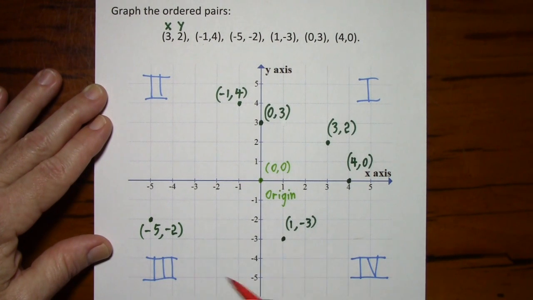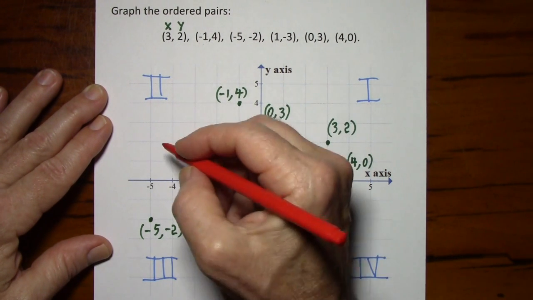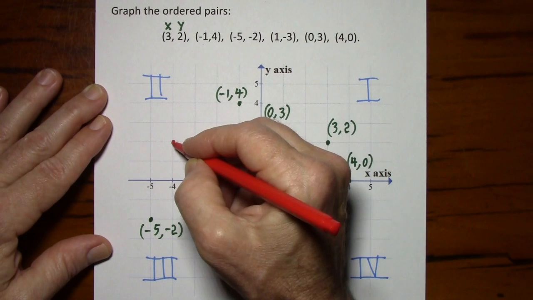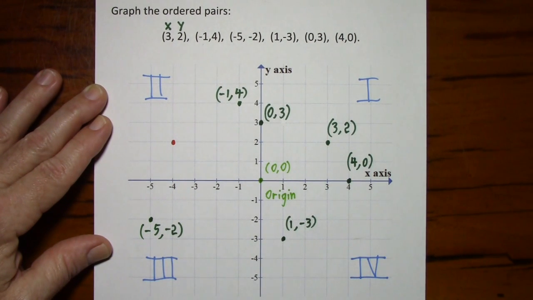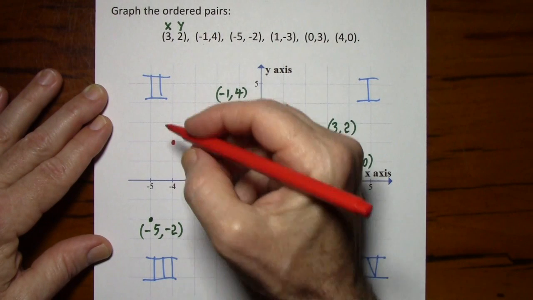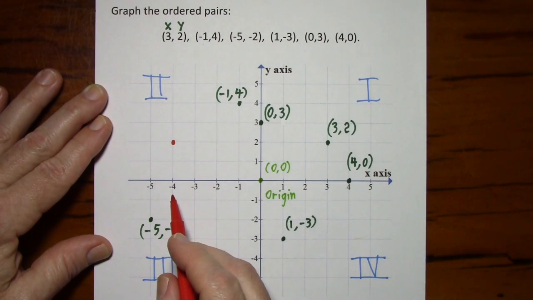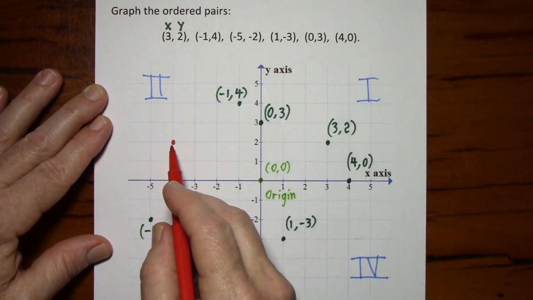You could be given a point and asked to identify it. So for instance, you could pause the video, see if you can identify this point. It's -4, 2.